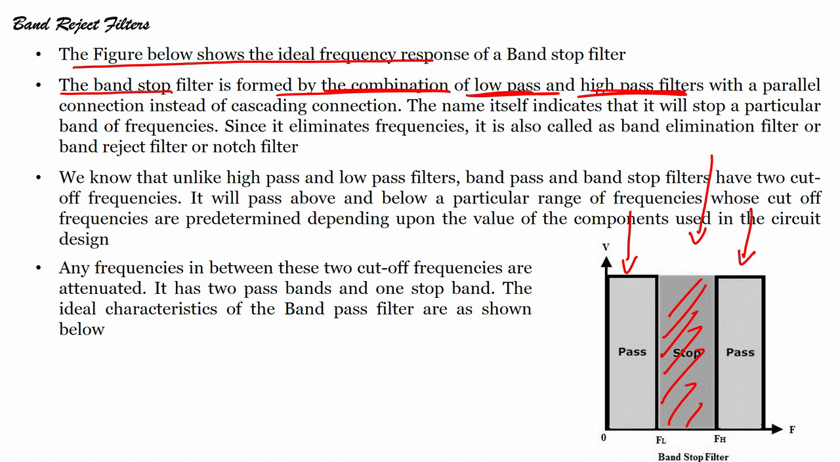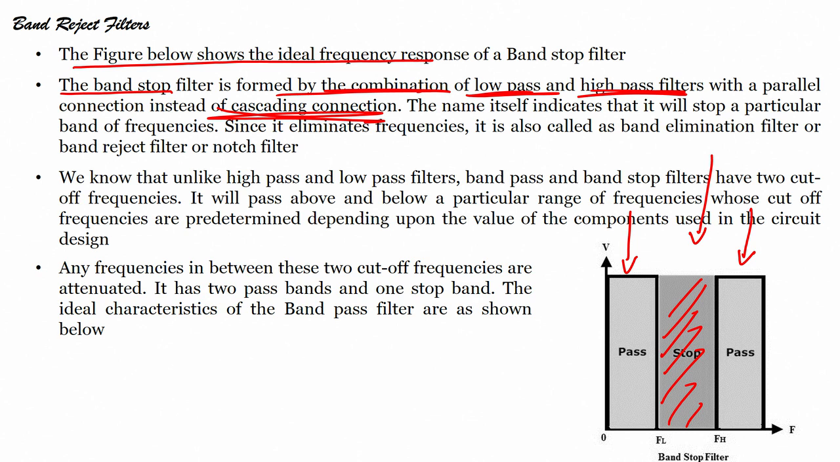In case of the band pass filter, it was high pass and low pass. In case of band stop, low pass and high pass with a parallel connection instead of a cascading connection, you see. So, in case of band pass filter, we were cascading the low pass filter and high pass filter. In case of band stop filter, we are connecting the low pass filter and high pass filter in a parallel connection, okay. So, you remember that when you have to design a band reject filter or band stop filter, you have to connect your low pass and high pass in a parallel connection.